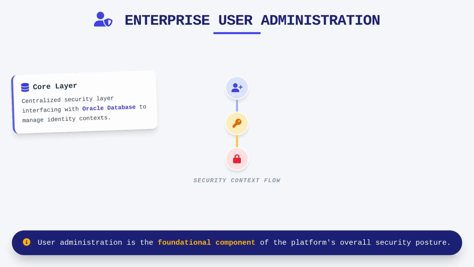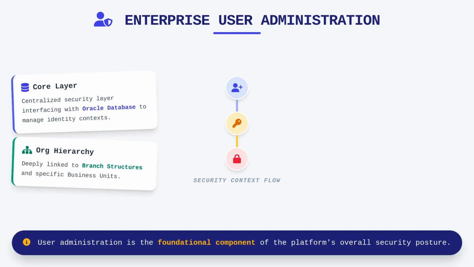This requires a solid grasp of how the application maps authenticated entities to authorization profiles stored within the core system tables. We must understand that user profiles are not isolated entities, but are deeply linked to the organizational hierarchy, which includes the branch structure and the specific business units where a user is permitted to operate.